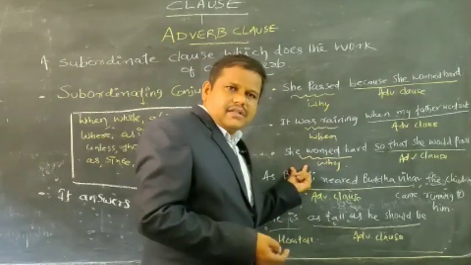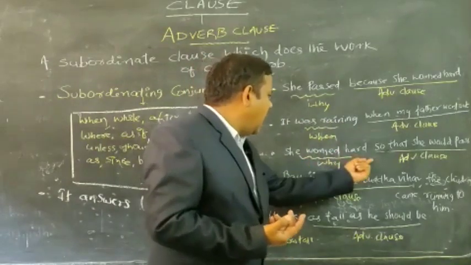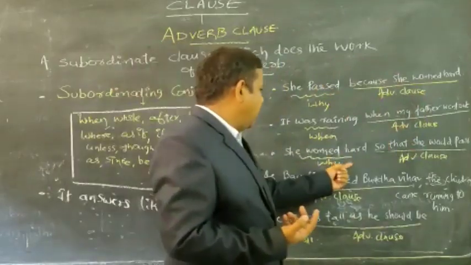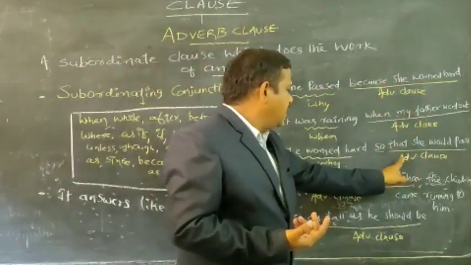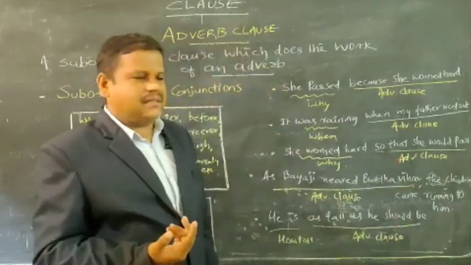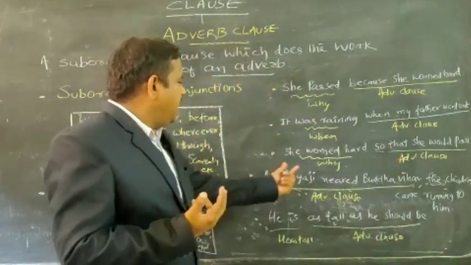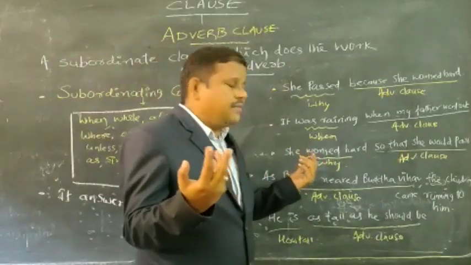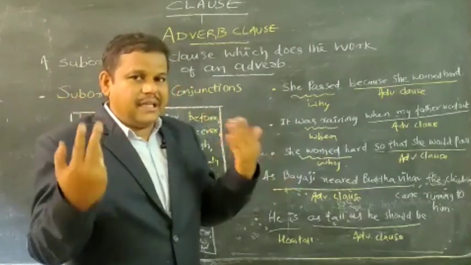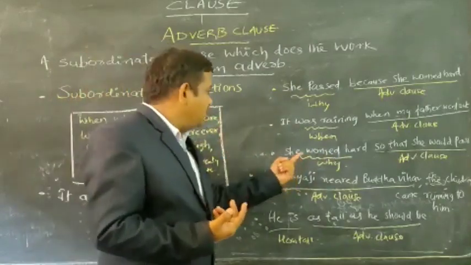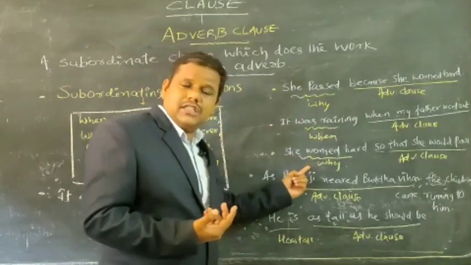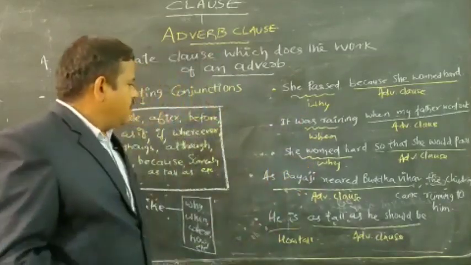Take another sentence: she worked hard so that she would pass. So the second part, that she would pass, is the adverb class. In this sentence, why she worked hard? You know very well, to pass the examination. You are getting the answer clearly in the sentence: why in the first sentence, when in the second sentence, and why in the third sentence.